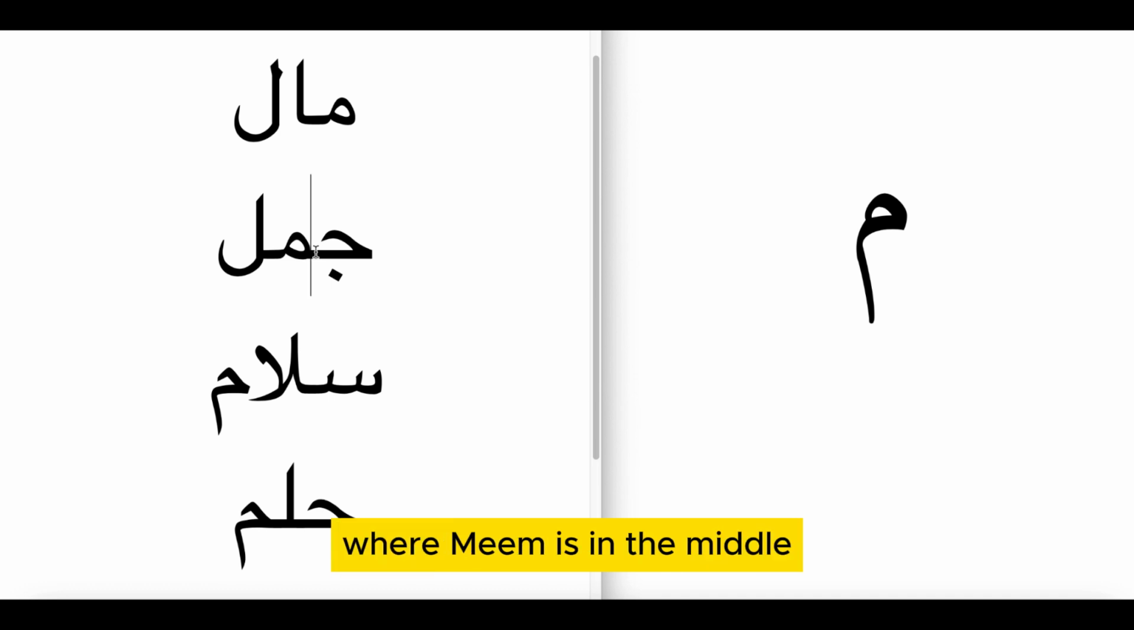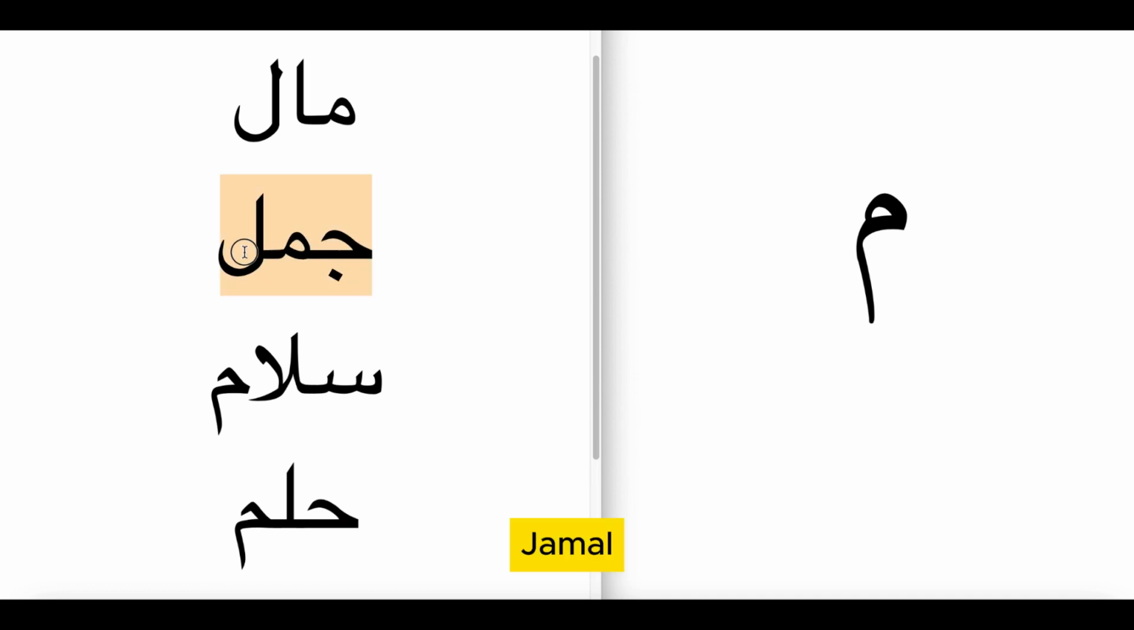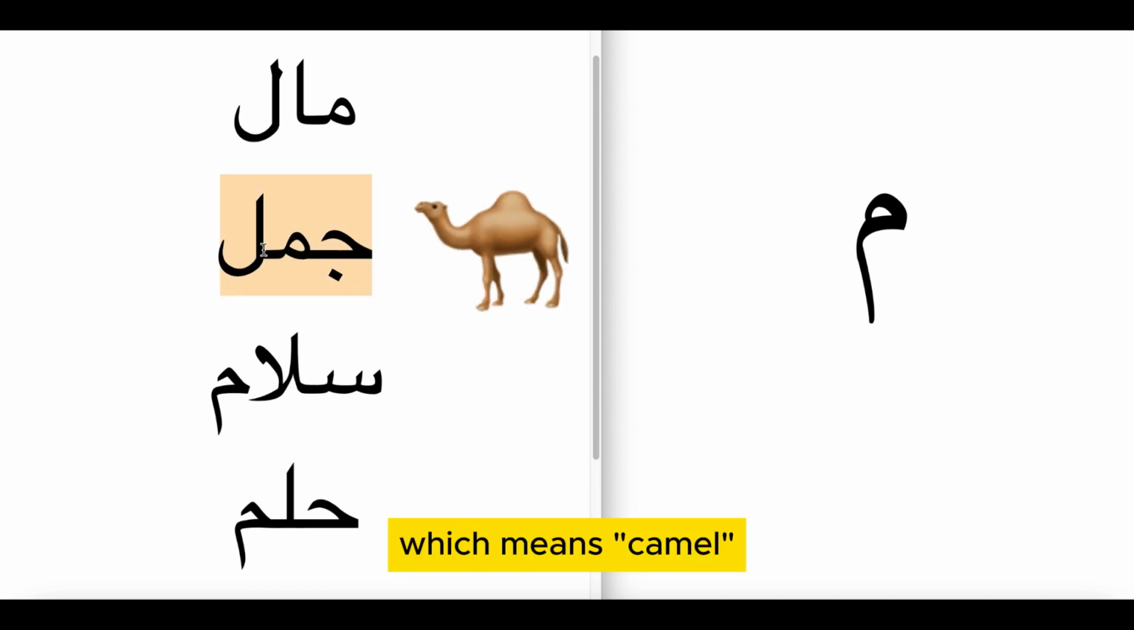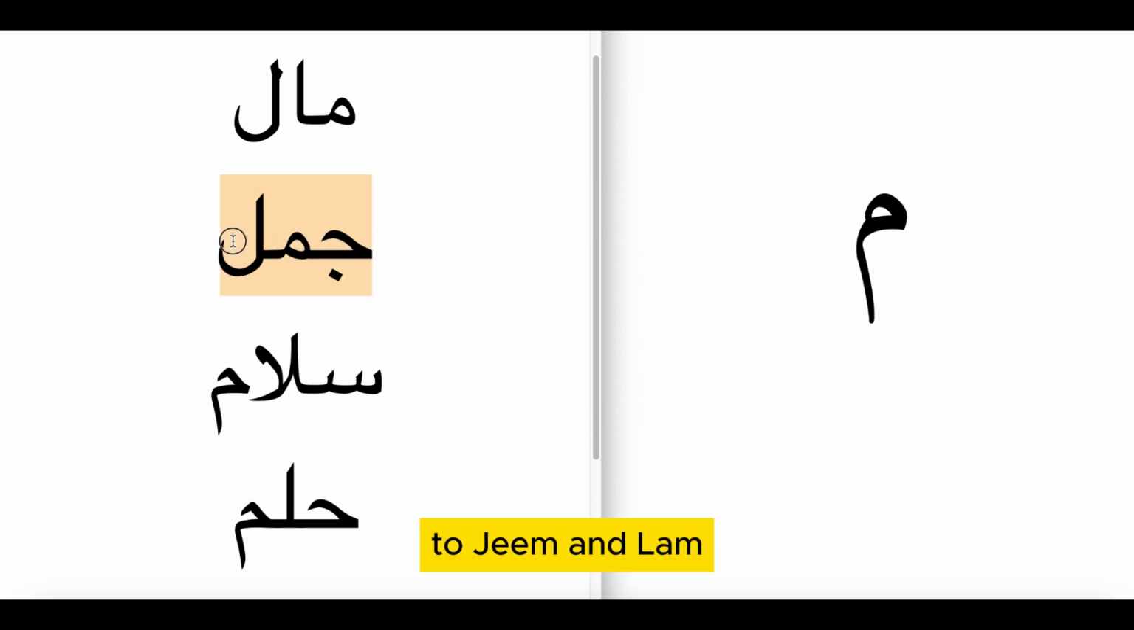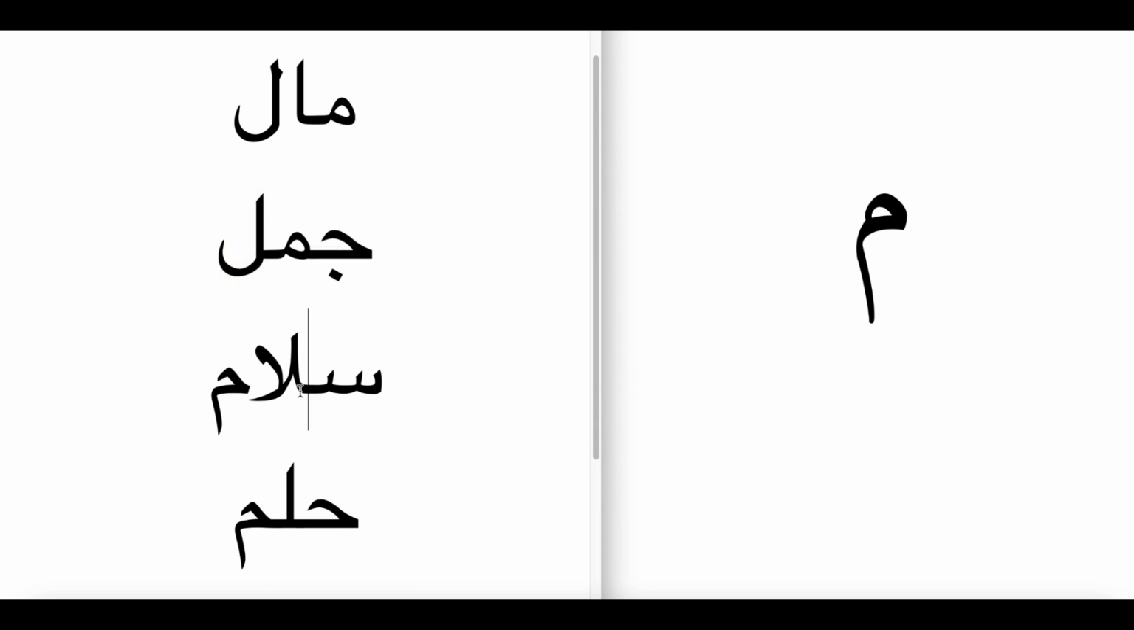Second example where Meem is in the middle. Jamal, which means camel. Look how Meem connects to Jim and Lam. To Jim and Lam. Third example, Salam.